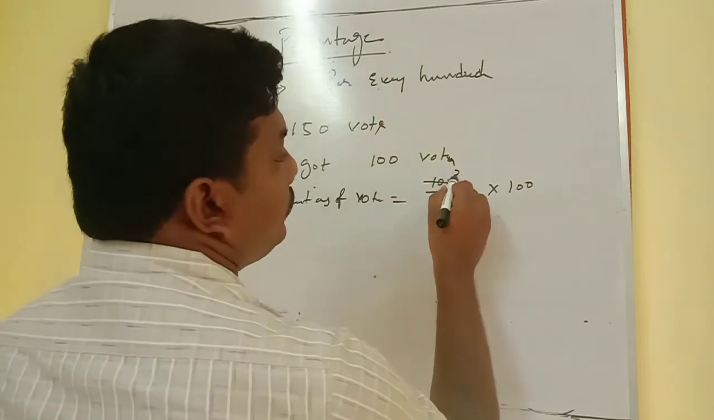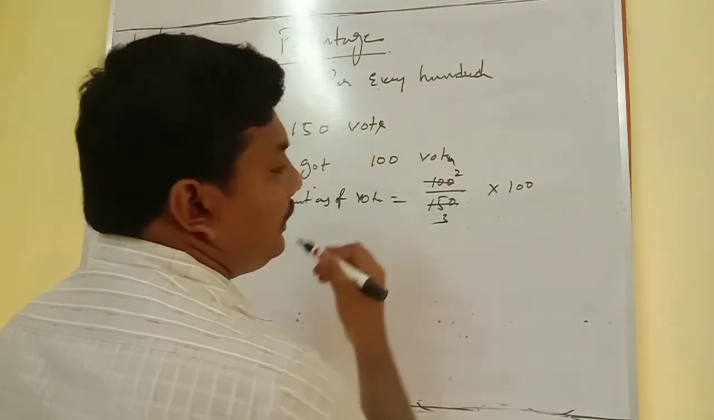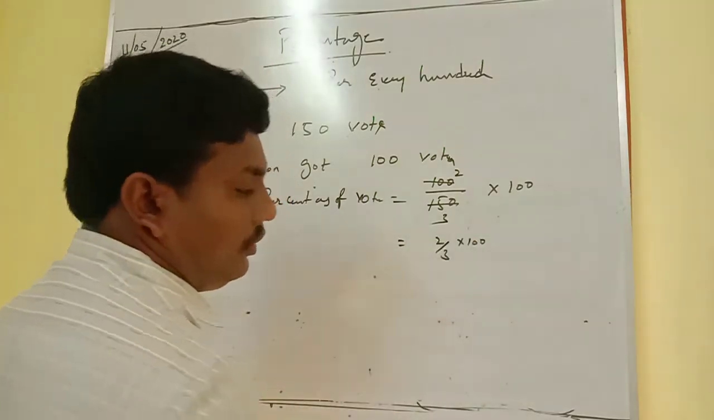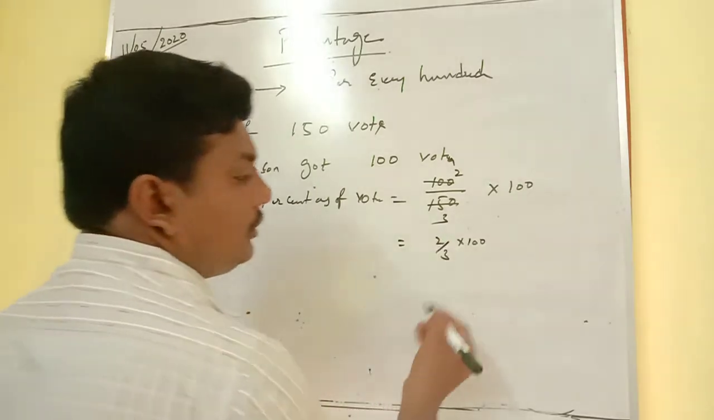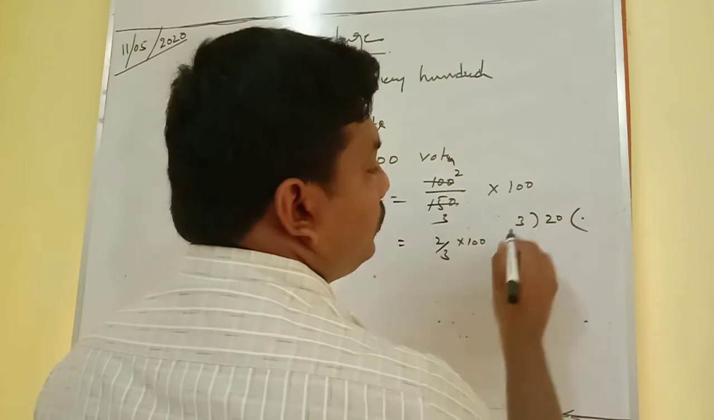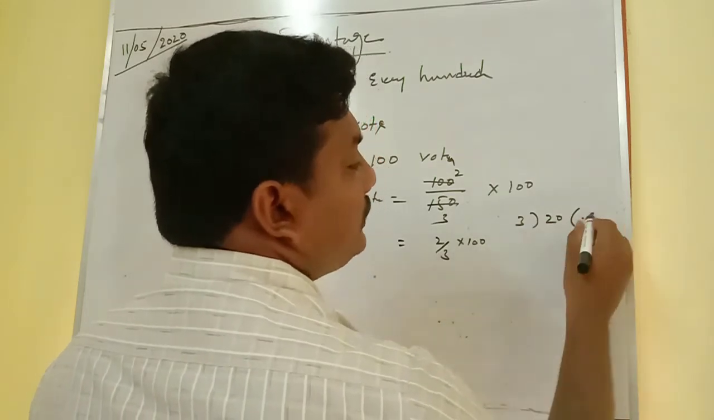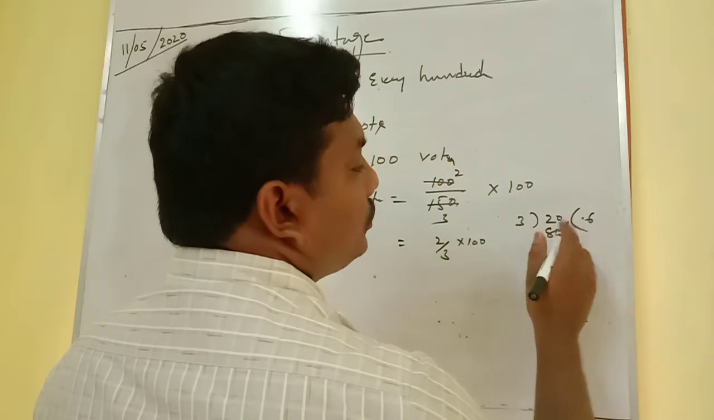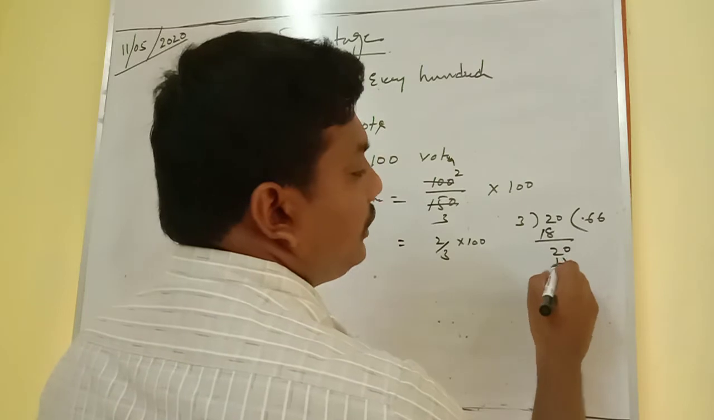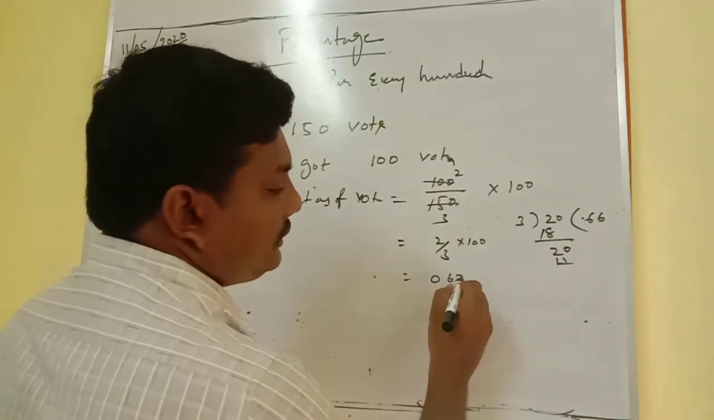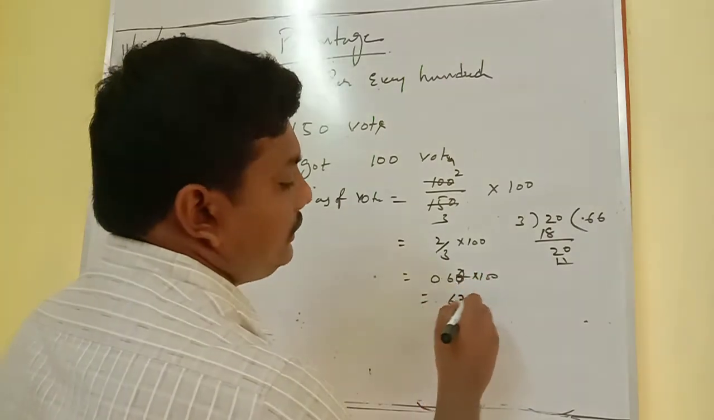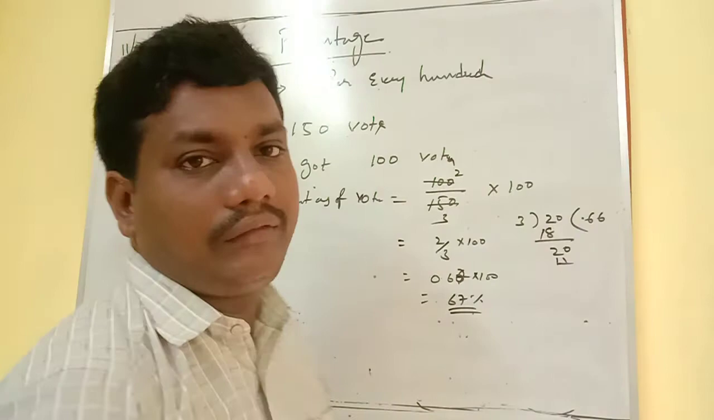So 100 by 150, dividing by 50, this is 2 by 3 into 100. So it is not suitable to leave it like this, you can calculate like this. You can take 2, 3s are 6, 3, 6s are 18, so it becomes again 2, again 3, 6s are 18. So that is 0.66 or 0.67 into 100, that is 67% nearly.